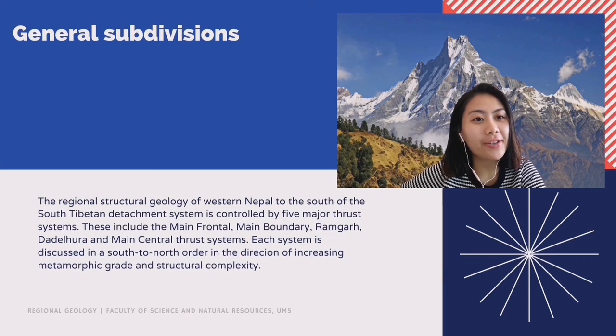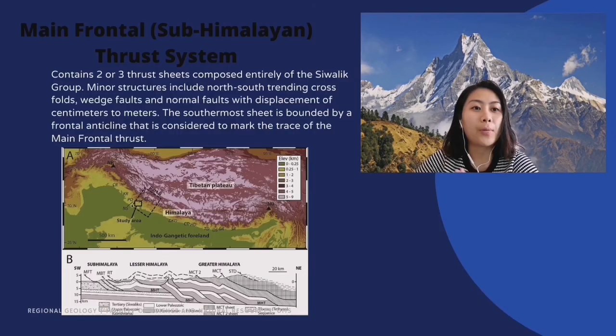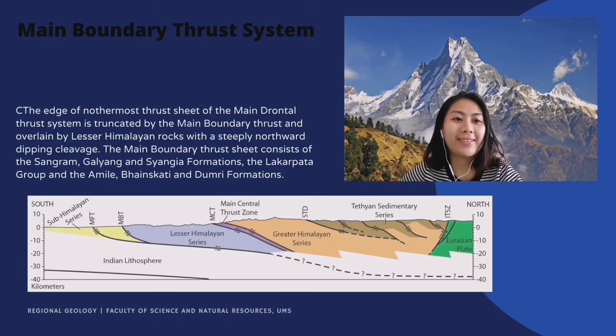So the regional structural geology of western Nepal to the south of the South Tibetan detachment system is controlled by major thrust systems, which are the main frontal, main boundary, Ramgarh, Dadeldhura, and main central thrust systems. Based on the diagram here, the main frontal, also the sub-Himalayan thrust system, contains 2 or 3 sheets composed of the main frontal thrust. Secondly, the main boundary thrust system. The main frontal thrust system is truncated by the main boundary thrust and overlain by lesser Himalayan rocks as seen in the diagram.